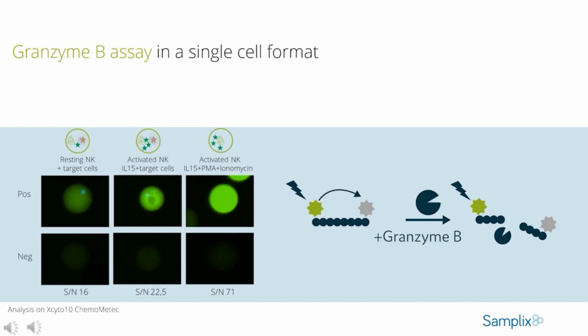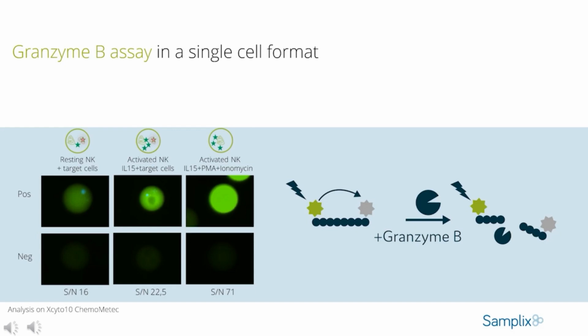So a target cell and an effector cell were co-encapsulated in droplets together with a granzyme B substrate. Granzyme B secretion will then be detected by the cleaving of the substrate, which releases a fluorophore that can be detected by flow cytometry or fluorescence microscopy.